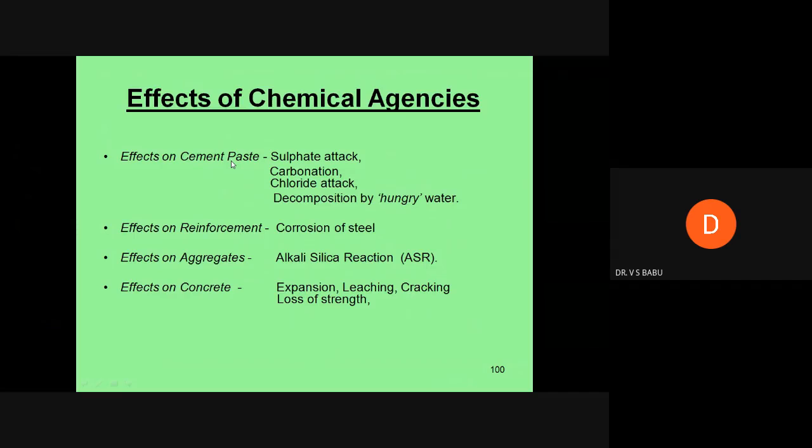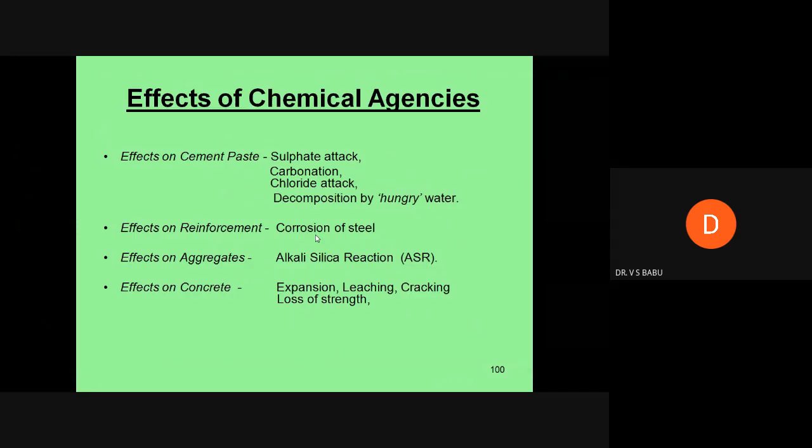Suppose in a beam member or column member or slab member, the paste is completely damaged due to the sulfates, the carbon dioxide, the chloride salts, and hungry water. Hungry water means some reactive type of water, what we call heavy water, etc. Next, effects on the reinforcement. The steel rods you have provided, 10 mm, 12 mm, 15 mm, 20 mm rods, those rods also get corroded.